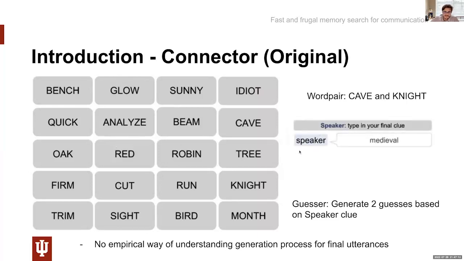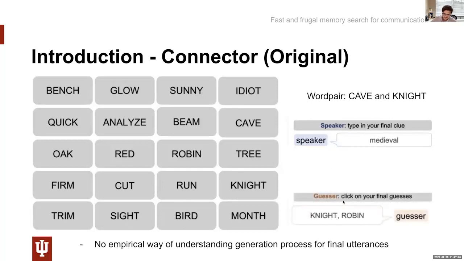So in this example, the speaker generates the clue medieval for the word pair cave and night. And note that cave and night are on the board. Then the guesser is told to generate 2 guesses based off of the speaker's clue. So medieval, and the guesser has to give 2 words from the board that would semantically correlate to medieval. In this case, the guesser gave knight and Robin, and we see that that's not correct. So this would be an incorrect trial, since they only got knight right, but didn't get cave right and put Robin instead.